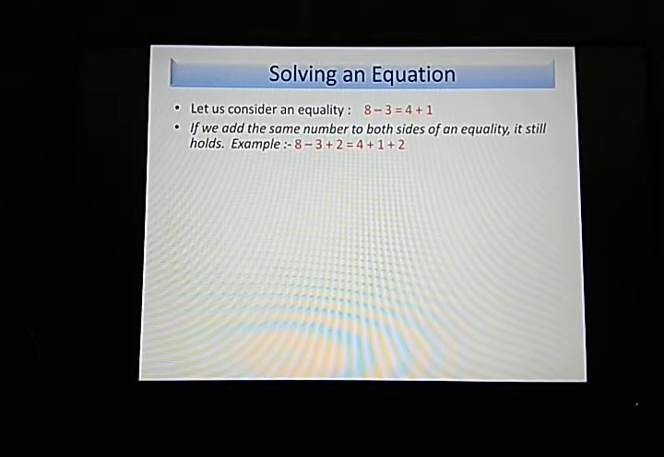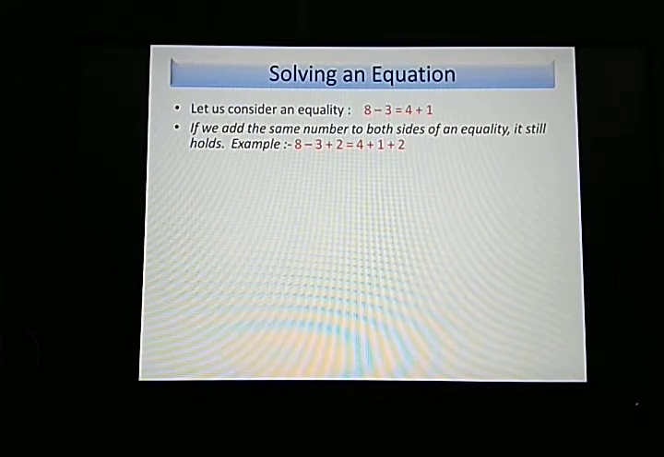Now we are going to discuss some of the properties of an equality. So the first one is, if we add the same number to both the sides of an equality, it still holds. So this is quite obvious, as well as it is quite clear to you, that if we add equal values to both the sides of an equality, the value will not change. It will remain the same as it is.